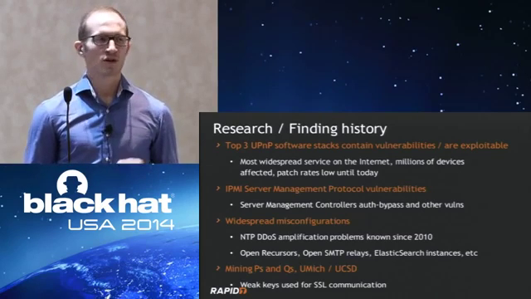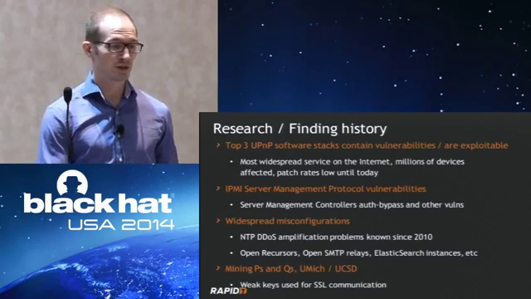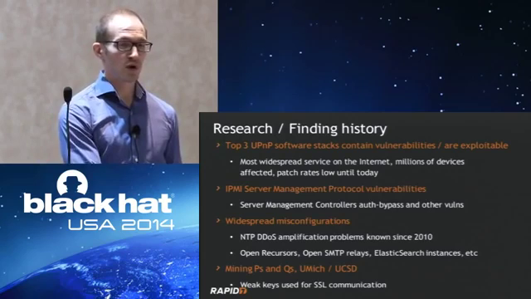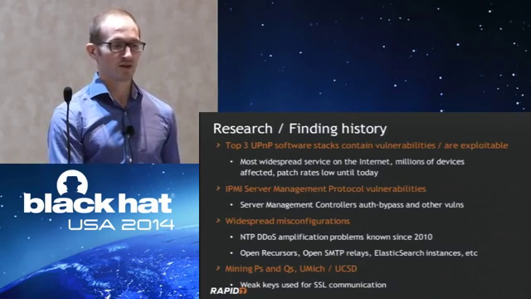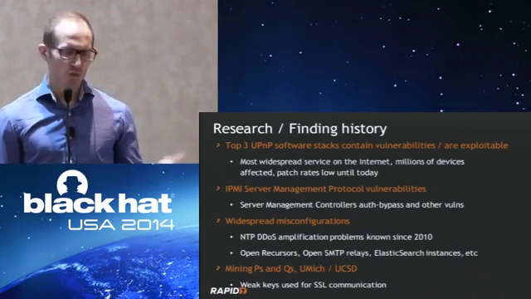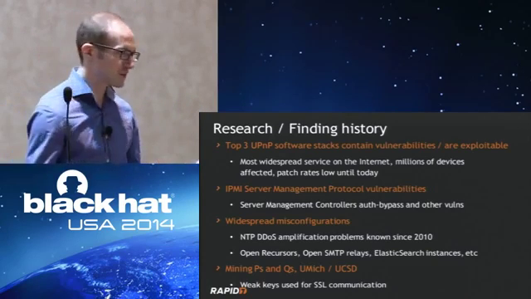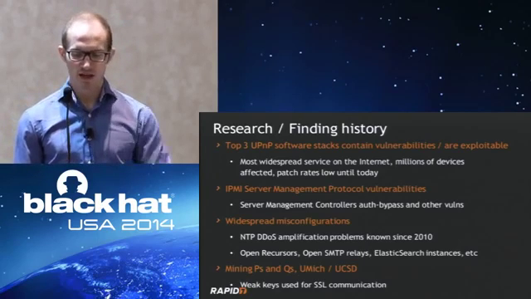And the problems are known, and they were disclosed and published in 2010 already. So there was like, hey guys, this is a huge problem, we need to do something about it. Nothing happens, and then a few years later, there's a big DDoS, and people start actually worrying about this. Then there's open recursors, open SMTP relays, spam sources, Elasticsearch instances. I'm going to come back to that a little bit later.